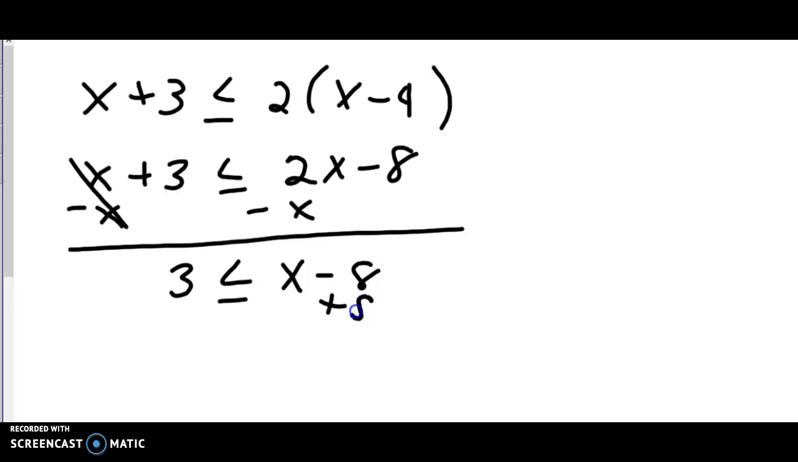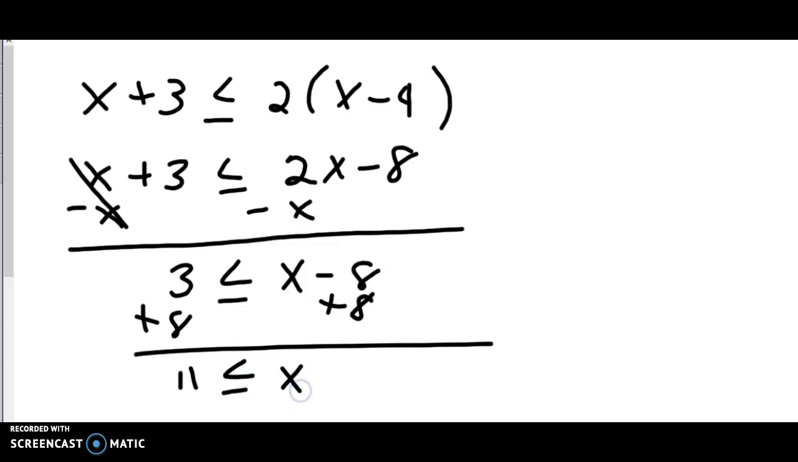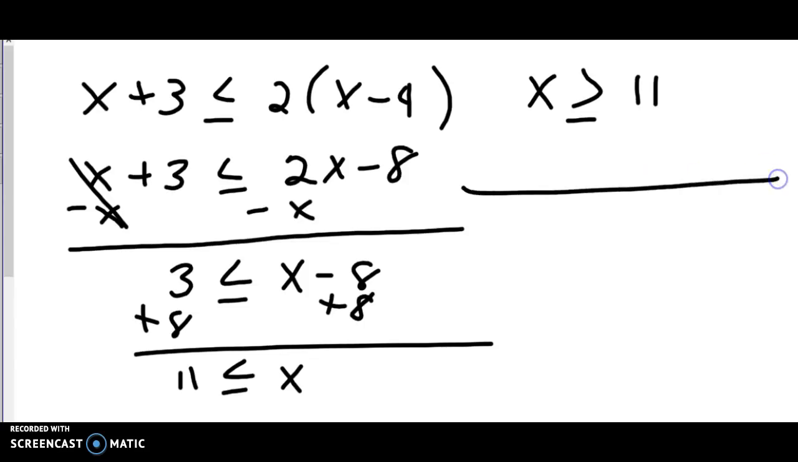And then we're going to add 8 to both sides. 11. Okay, so remember that's one way to write it, or we can write it like this: x is greater than or equal to 11. Now we're going to graph it on a number line, and wait till you see this graph too when I show you on Desmos. 11, and I'm going to say this is negative 11. Okay, closed circle. All the ones that will make this inequality true would be greater than or equal to 11.